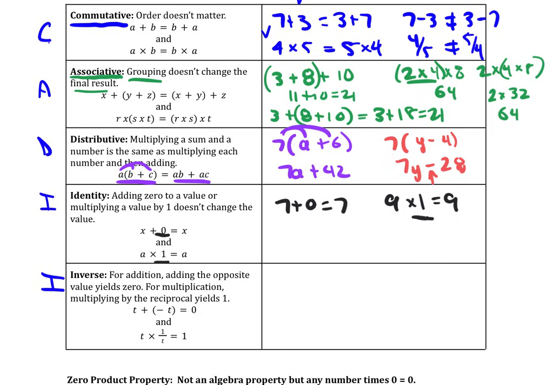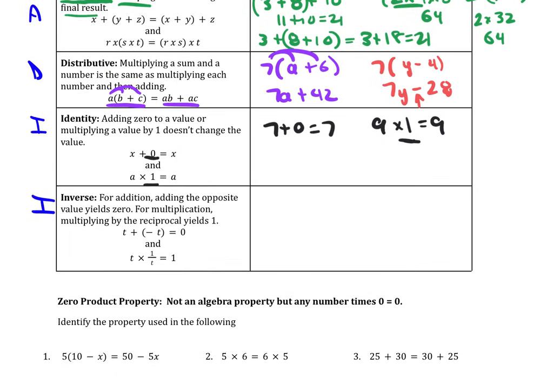And finally, the last one, inverse, says if I add the opposite or multiply by the reciprocal, I'm going to basically get rid of everything. So if I take 21 and add negative 21, or subtract 21, I'm going to get 0. If I take 17 and I multiply it by 1 over 17, I'm going to get 1. Okay?